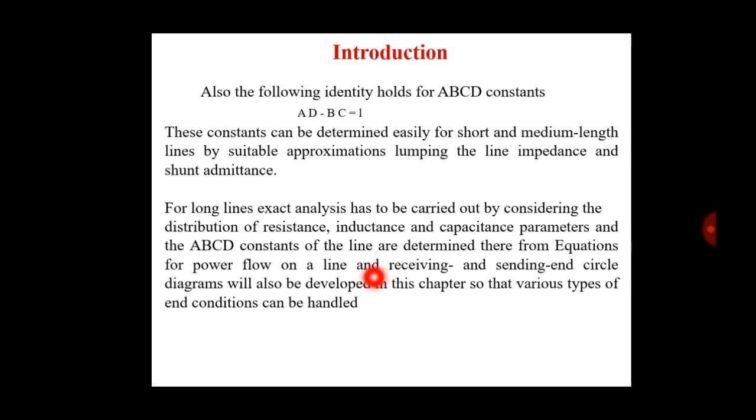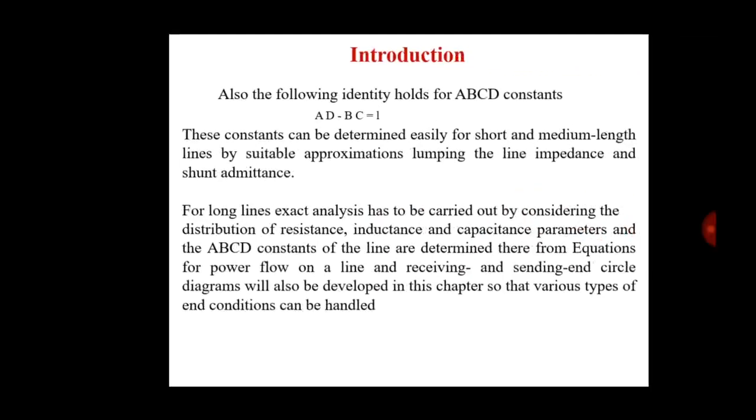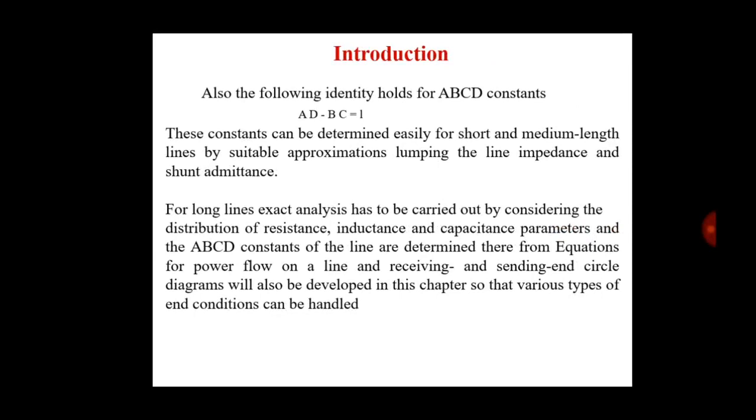So voltage regulation, sending end voltage and sending end current, and the transmission constants A, B, C and D are easily found in a short transmission line and medium transmission line, but in a long line, finding the ABCD constants and voltage regulation is not easy. We use the equations of all the parameters and find the ABCD constants.